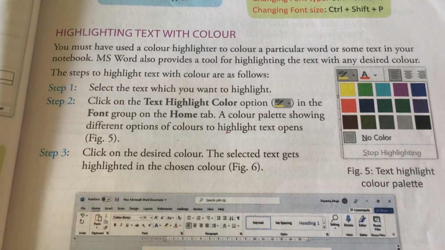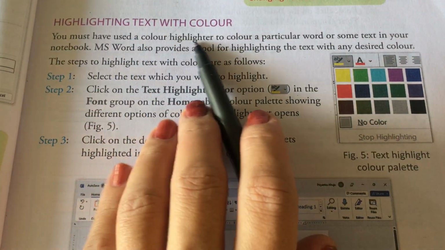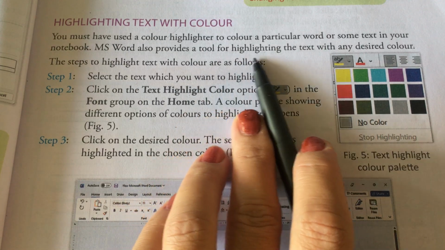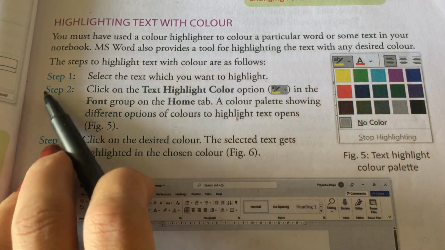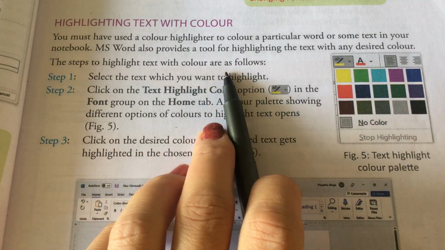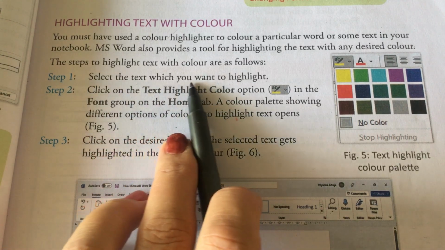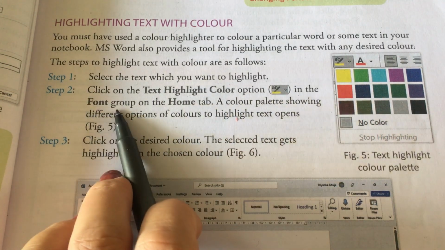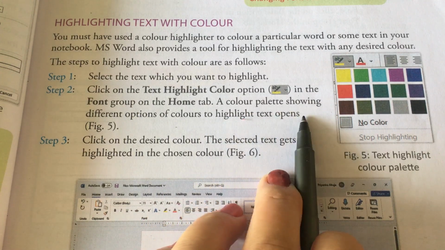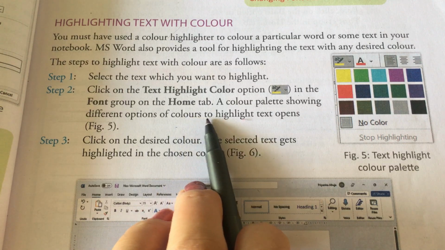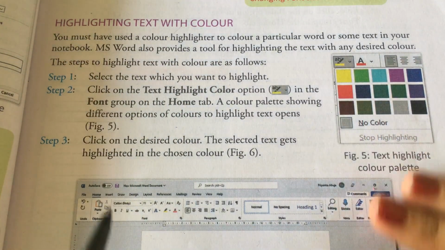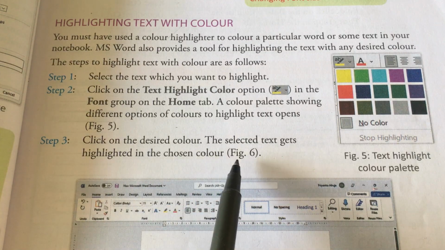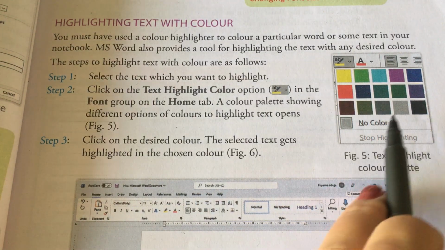Now, highlighting text with color. You must have used a color highlighter to color a particular word or some text in your notebook. MS Word also provides a tool for highlighting the text with any desired color. The steps to highlight text with color are as follows. 1. Select the text which you want to highlight. 2. Click on the text highlight color option in the font group on the Home tab. A color palette showing different options of colors to highlight text opens. And 3. Click on the desired color. The selected text gets highlighted in the chosen color. As you can see, text highlight color palette.